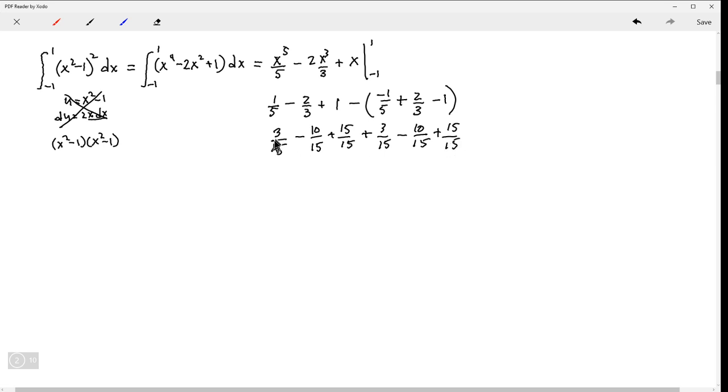All right, so we basically got the same thing here as we have here. So 3 minus 10 is minus 7. Minus 7 plus 15 is 8. This is also going to give me 8. So that is going to give me a total of 16 over 15. And that would be my answer.